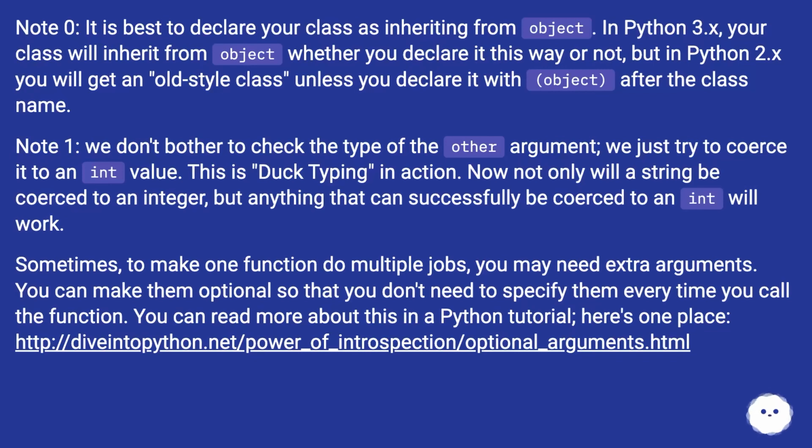Now not only will a string be coerced to an integer, but anything that can successfully be coerced to an int will work. Sometimes, to make one function do multiple jobs, you may need extra arguments. You can make them optional so that you don't need to specify them every time you call the function. You can read more about this in a Python tutorial, here's one place, this URL.